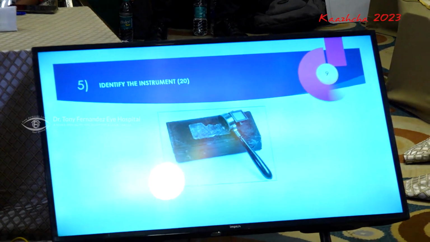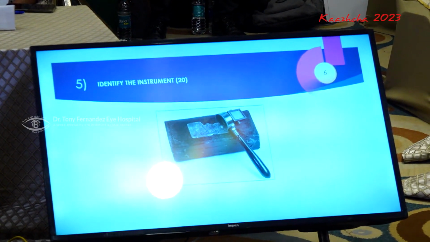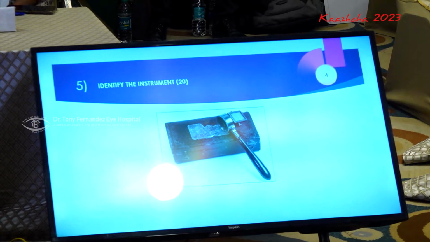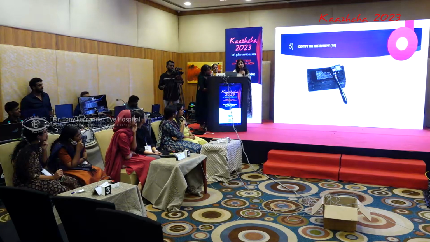Identify the instrument. First clue. This was initially called Augenspiegel, that is, eye mirror. Direct ophthalmoscope. Can you modify it? It was invented by Hermann von Helmholtz. Now you can try with the third clue.